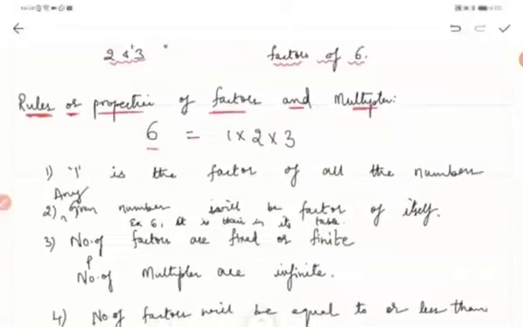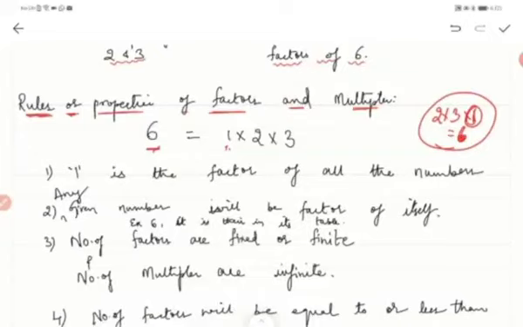First I took the number 6 as an example, right? I can write 6 as 2 into 3, and also I can write it as 2 into 3 into 1. This is giving me 6 only, right? So anything multiplied by 1 is again that number itself, isn't it? So what is this property called? It is the multiplicative identity, isn't it? Whatever you multiply with 1, you will get the same number, right? So 1 is a factor of all numbers.